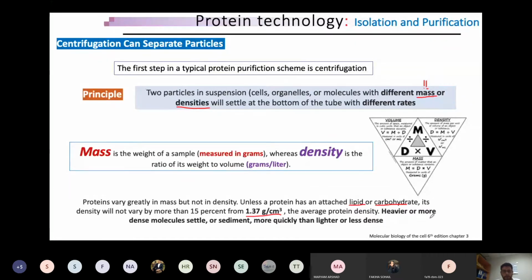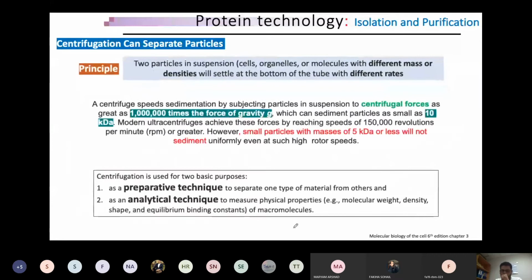Heavier or denser molecules settle or sediment more quickly than lighter or less dense molecules. We have already talked about that quickly. So we know now the principle. What is the principle of centrifugation? We know that the denser, heavier molecules could be separated out at a different pace.